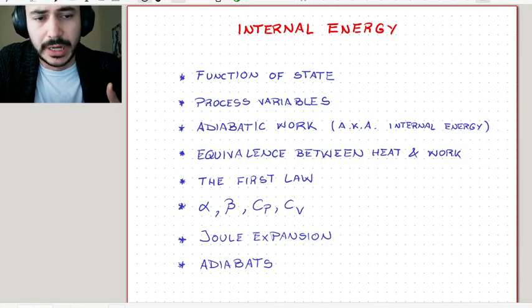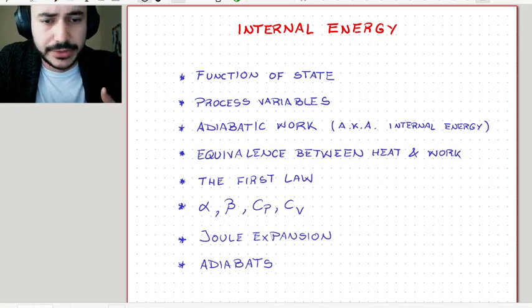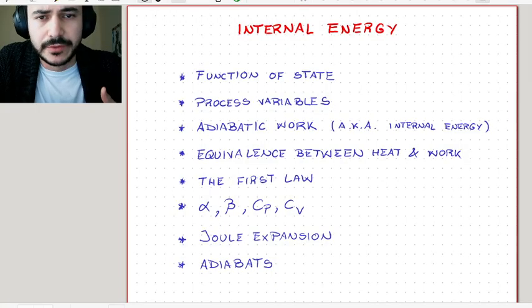So then we are going to do a little discussion on the equivalence between heat and work and how it was realized that heat and work are two ways to exchange adiabatic work or internal energy, and we are going to be able to formulate the first law of thermodynamics, which is just an energy conservation law. Then we are going to introduce a series of coefficients: coefficient of thermal expansion, isothermal compression, molar heat capacity at constant pressure, and molar heat capacity at constant volume.